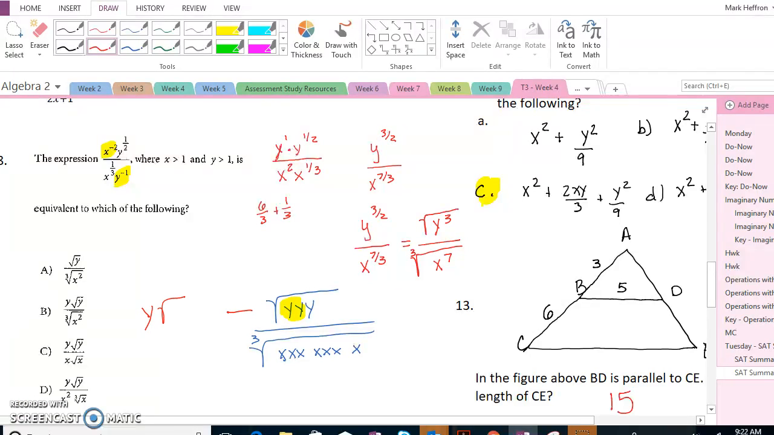1 y outside the radical, 1 inside. And here, because this is the cube root, there's 2 pairs. I can take out x squared. What remains in the radical is our single x. So now as we look, the answer is D.